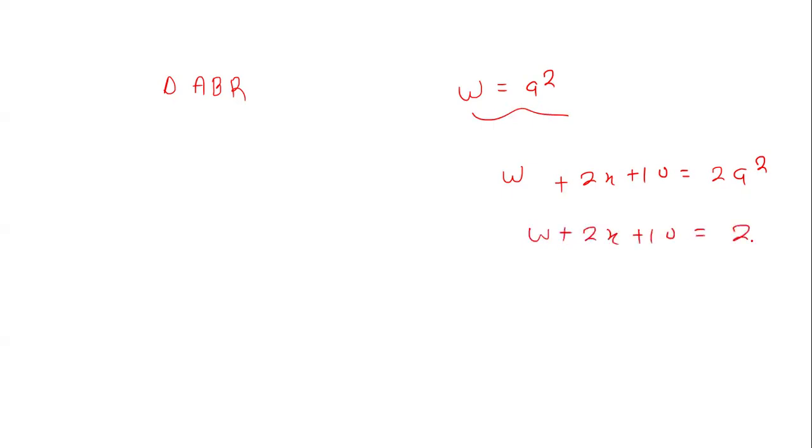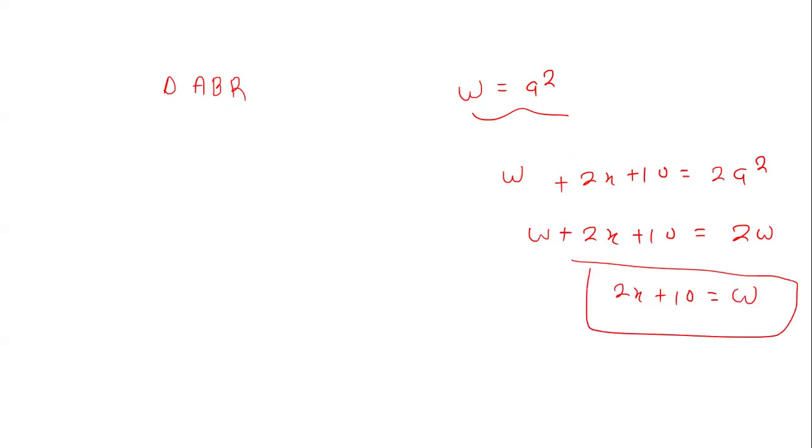So one relation we found is W is equal to a square, and another we found is W plus 2x plus 10 is equal to 2a square. Here a square is equal to W, so you can put W instead of a square, and you get this relation: 2x plus 10 is equal to W.